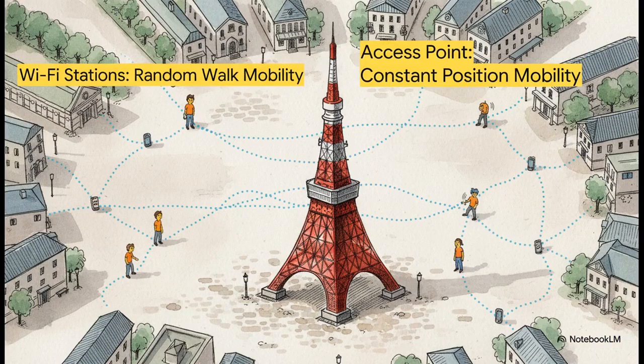Now here's something that's really cool. The simulation models movement. The Wi-Fi stations aren't just stuck in one place, they use a random walk mobility model. This is a fantastic way to mimic the unpredictable movement of real people, wandering around a coffee shop or across a campus. But the access point, it's locked down with a constant position, just like that piece of hardware bolted to the ceiling in real life.